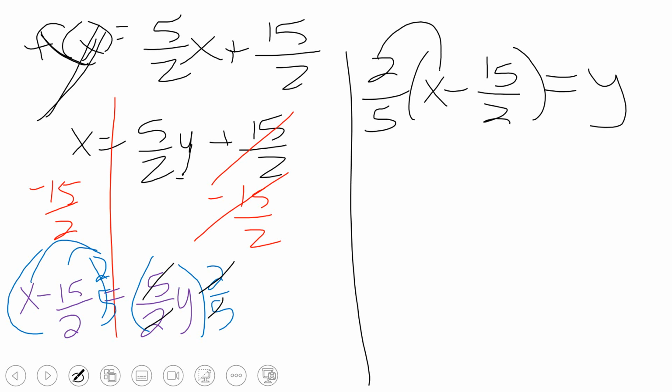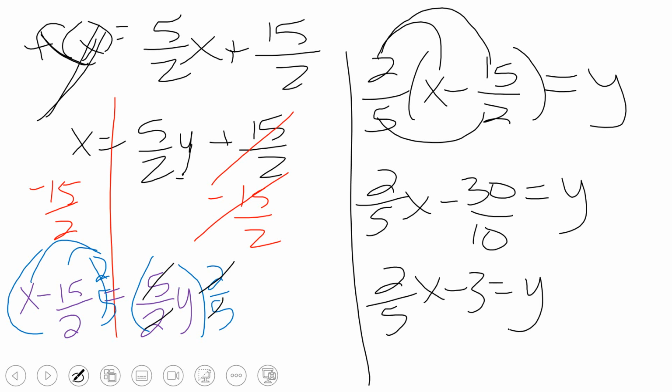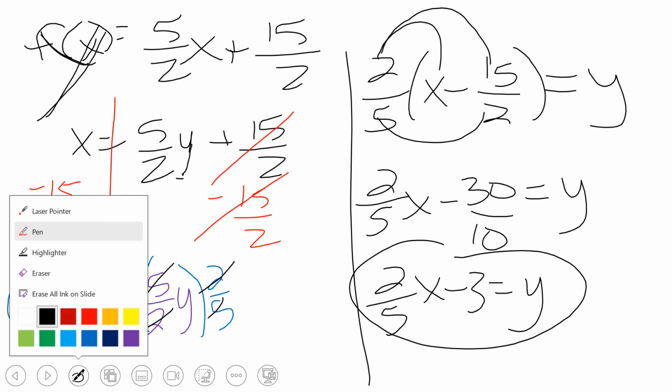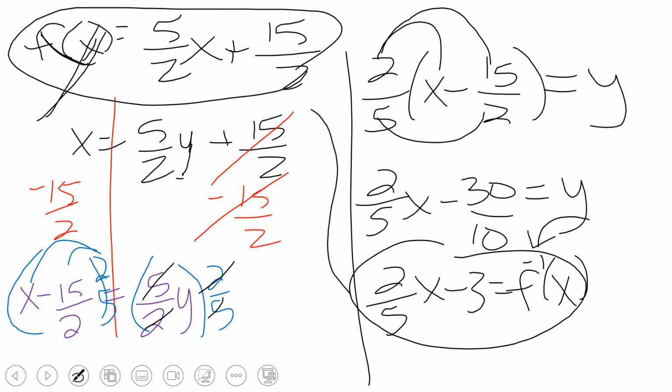When you distribute, we're multiplying. 2/5 times x is simply 2/5 x. 2 times 15 is 30, and 5 times 2 is 10. And so I end up with 2/5 x minus 3. This is the inverse. So how do I illustrate that as an inverse? Well, the original problem was f of x, and so I need to go back and write that this little exponent is going to be a -1. This tells me it's the inverse of this particular original function.